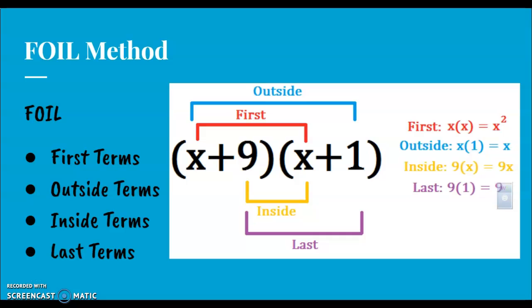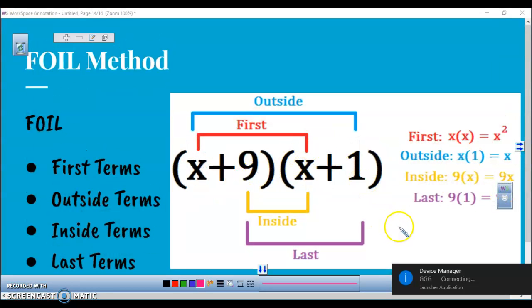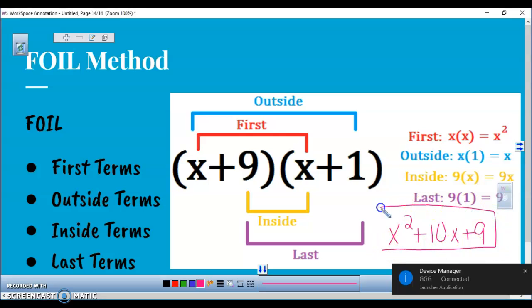Now, to simplify this entire expression, I would combine like terms. So the only like terms I have are x and 9x. Those would be added. So x plus 9x would give me 10x. So this final answer would be x squared plus 10x plus 9. This will be your final simplified answer to multiplying these two binomials.